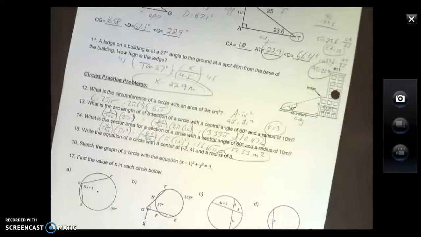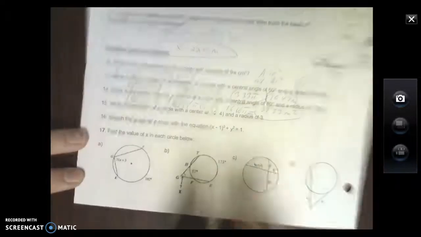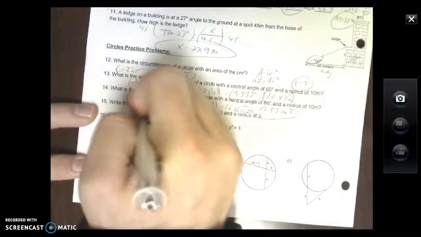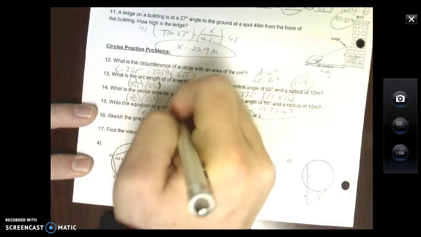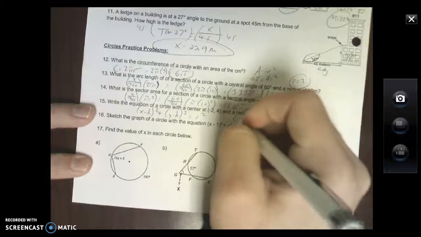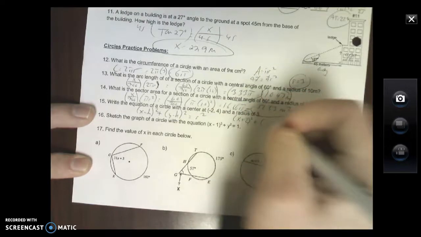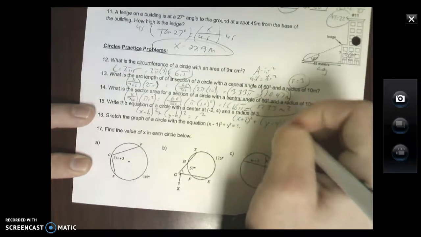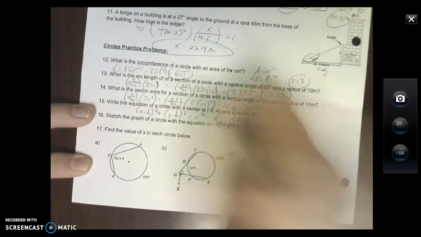What's the equation of a circle with center at -2 and 4 and a radius of 3? Here's your equation: (x minus h) squared plus (y minus k) squared equals r squared. It's just the opposite. So the opposite of -2 is plus 2. The opposite of positive 4 is minus 4. The radius 3 squared is 9.